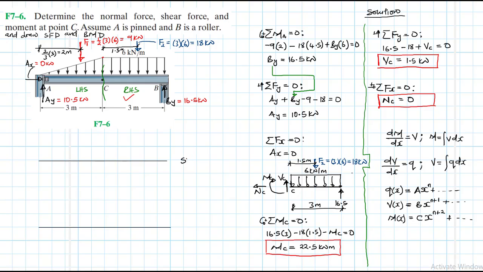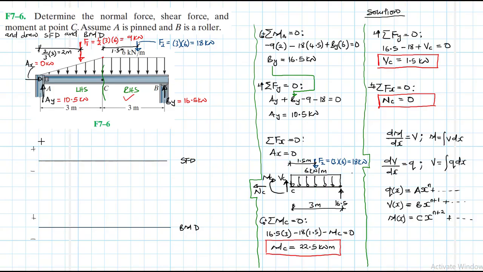So this is the shear force diagram, and this is the bending moment diagram. Let me draw a line here like this. Great. So we have positive up, negative down, positive up, negative down. Let's start drawing our shear force diagram at A.